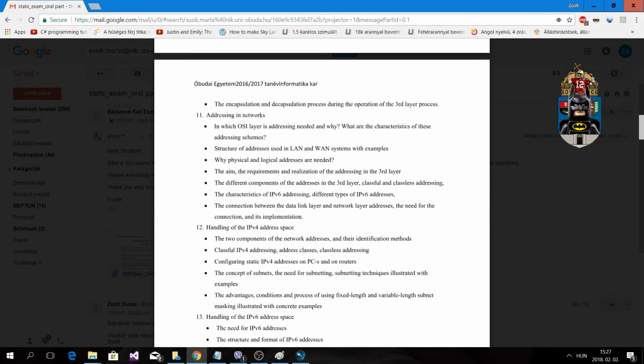Okay, the connection between the data link layer and network layer addresses, the need for connection and its implementation. I've talked already about this. It's the MAC address and the IP address, and of course the connection is that the network layer is handled by software, and the logical sublayer at the data link layer handles the software and the interface. So that's all about the 11th topic.